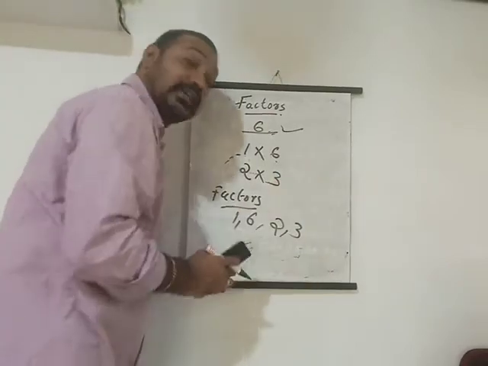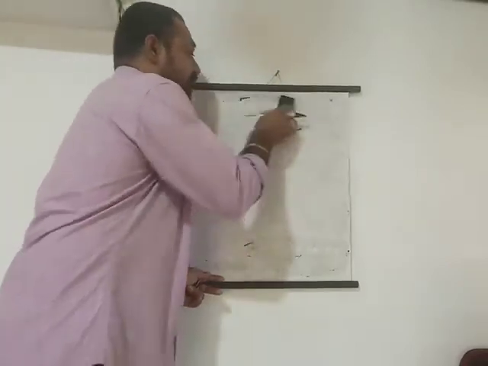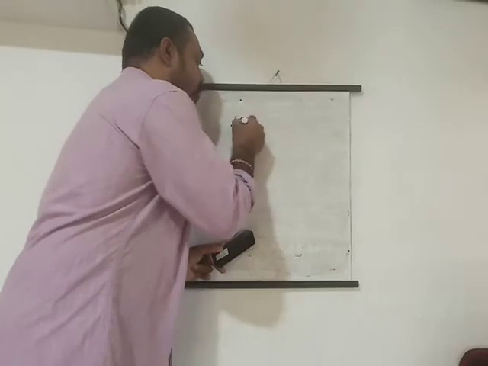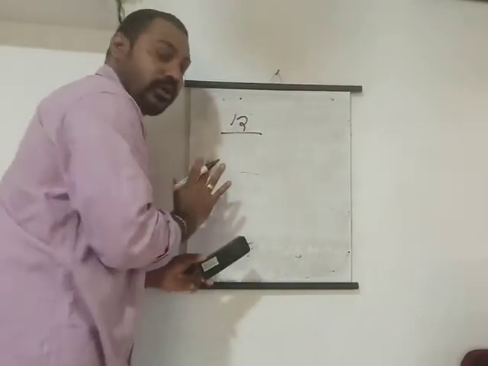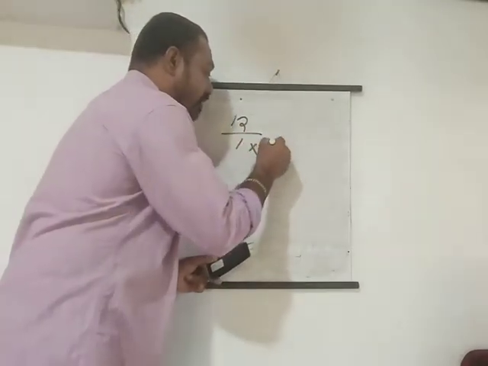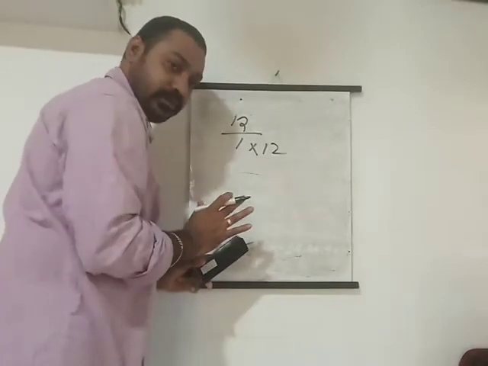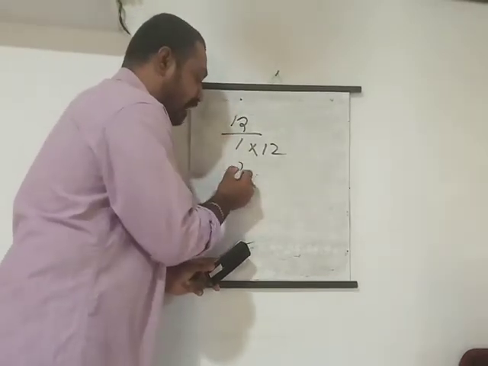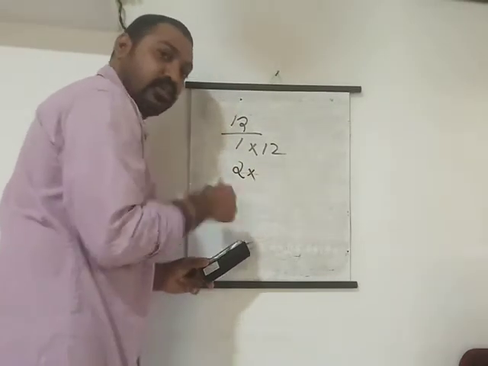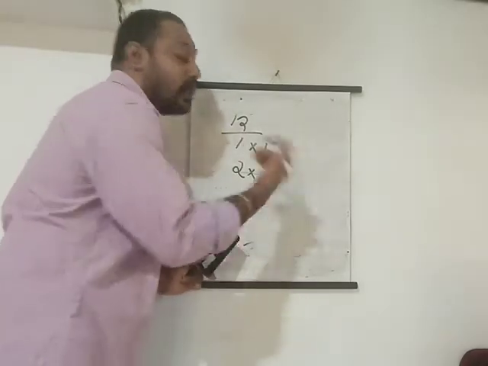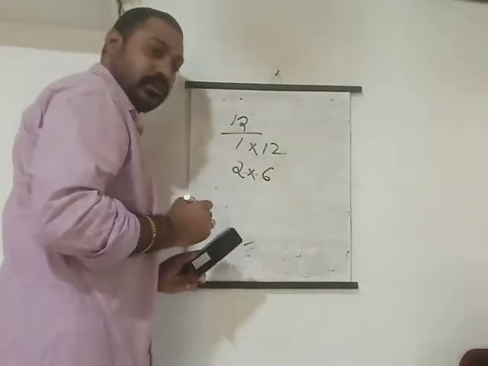And I'll write another number. I'm taking 12. Write the factors of 12. So first we write 1 into 12. Now, can we write 2 into something? Yes, we can write it. 2 into how many? 2 6s are 12, isn't it? 2 6. Now can we write 3?